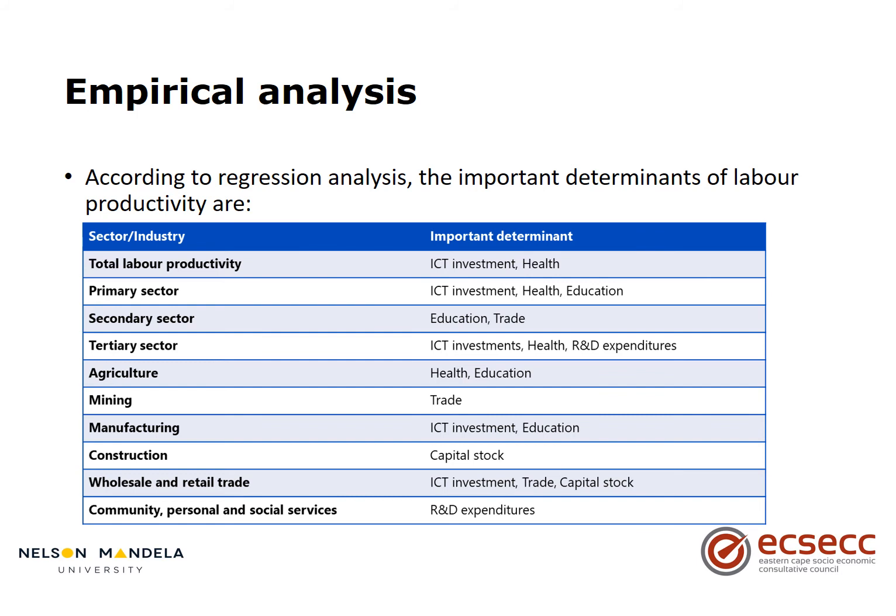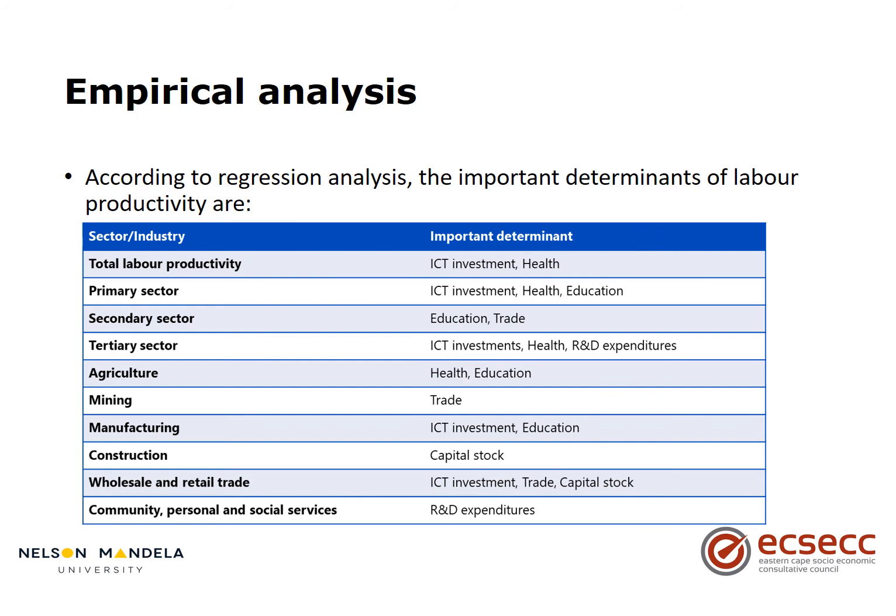And what we can also see from the results is human capital is quite important, represented by health and/or education. It is important for total labor productivity, primary sector labor productivity, secondary sector labor productivity, and also from an industry perspective, you see human capital is quite important for agriculture and also for the manufacturing sector.